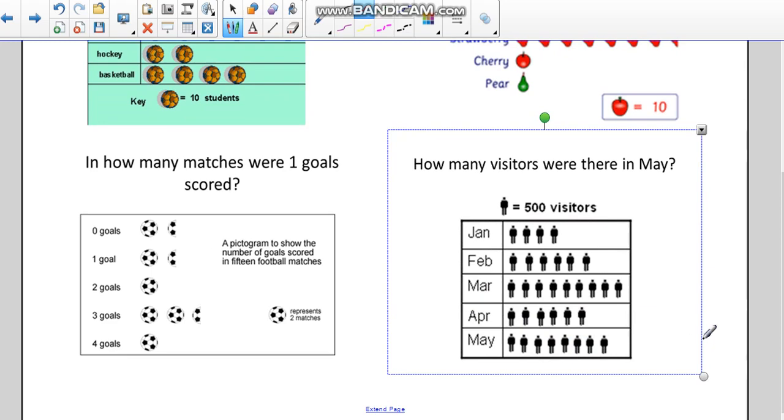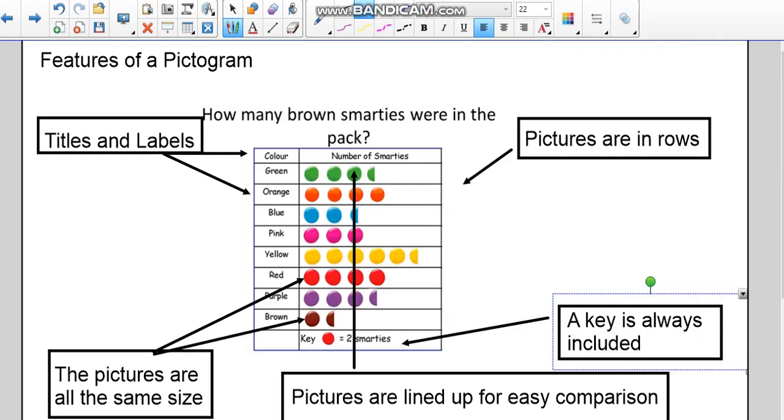Okay, so let's see if you picked up some of these key features. So we've got a Smarties one here. Let's start from this side. We have a title here for number of Smarties, and we have labels here for the colour of Smarties. So we need those in the pictograms.